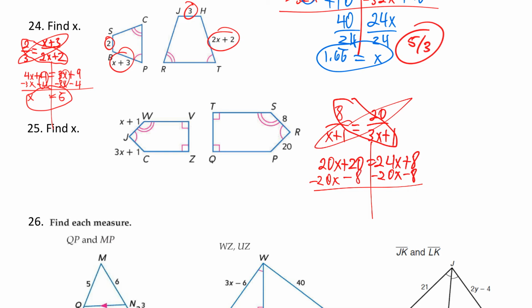All right. So this zeros out. So we get 4x equals 12, divided by 4. So x equals 3 here.